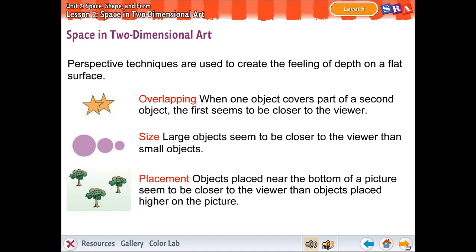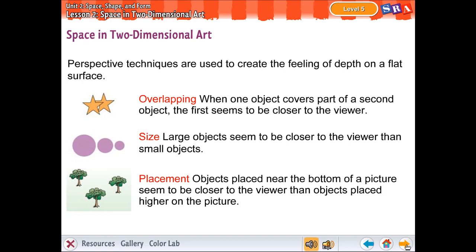So let's look at this. Space in two-dimensional art. This will help you understand this a little bit more. Perspective techniques are used to create a feeling of depth on a flat surface. For instance, if you have two stars here, we use a term called overlapping. When one object covers a part of a second object, the first one seems to be closer to the viewer. So the one in the front is going to be closer, and the one behind it in the back is smaller.